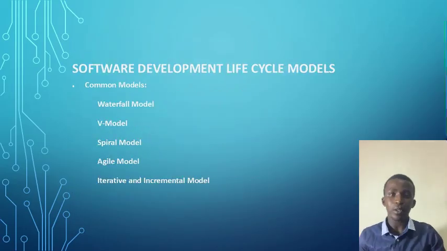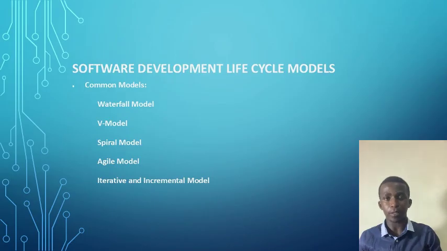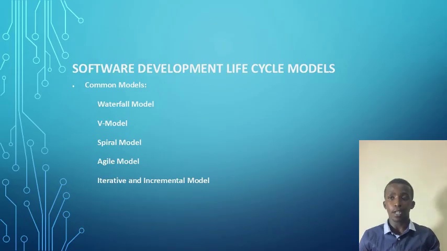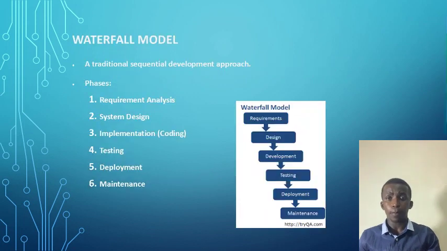So now let's talk about life cycle models in project management. A life cycle model outlines the process a software project flows through from start to finish, and the most common life cycle models include the waterfall model. It is a traditional sequential software development approach where the process flows downward like a waterfall. It goes through different phases, and it is best suited for projects with well-defined requirements and minimal expected changes.